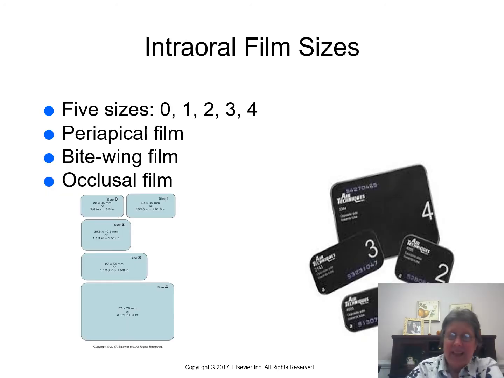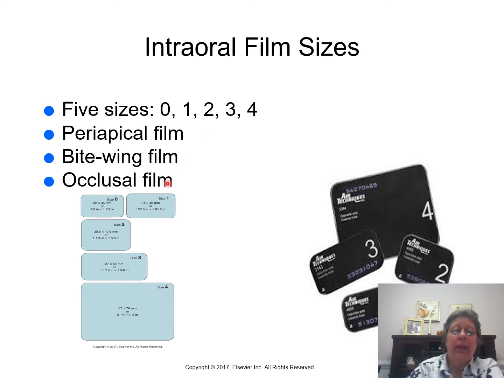Let's talk about the sizes of our intraoral film. Intraoral film comes in 5 sizes. We have a 0, we have a 1, we have a 2, we have a 3, and we have a 4. Periapicals on adults are usually a size 2 film. Bite wings on an adult are usually a size 2 film.